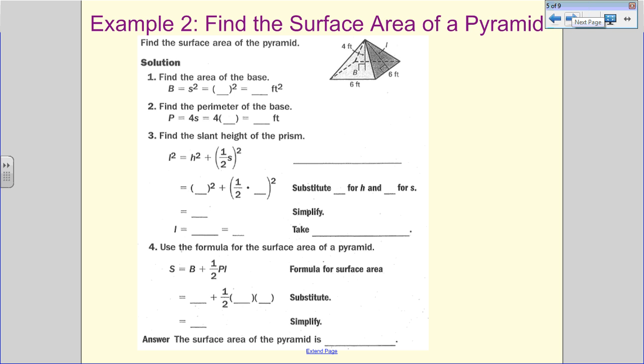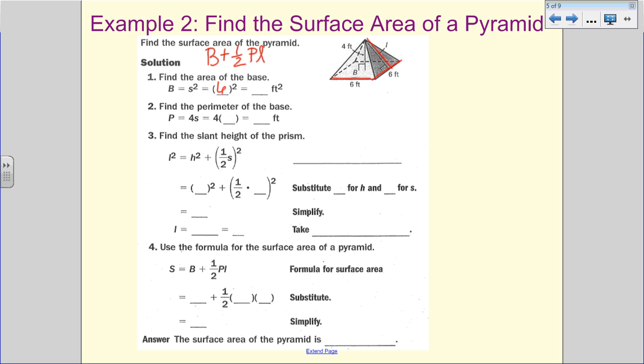All right, if we take a look here, we need to find L. I don't know what this slant height is, so it's going to be one of our steps. So let's take a look at what they say to do. Your formula is B plus 1/2 P times slant height. So what they're going to take us through is finding the area of that base. The base is a square. It's 6 by 6.